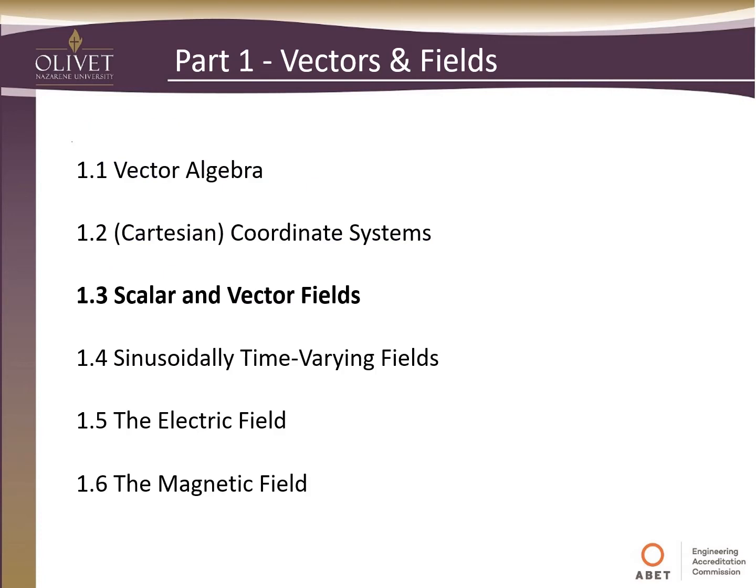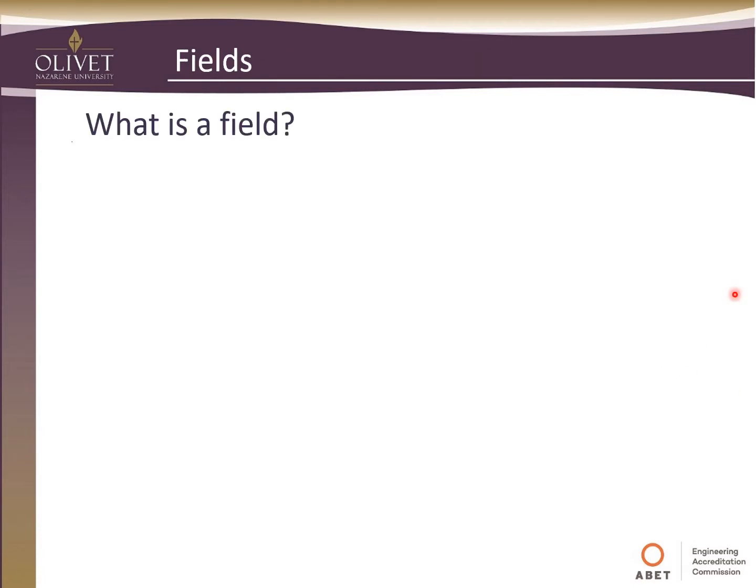So again, looking at our outline, we've talked about vector algebra, we've talked about our coordinate system. So again, this will get us halfway through this first part with looking at scalar and vector fields. So we want to start this conversation by talking about some definitions.